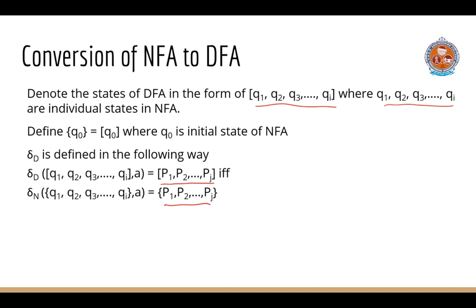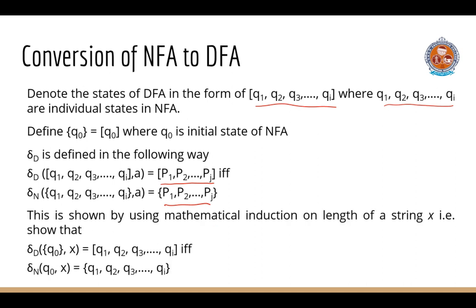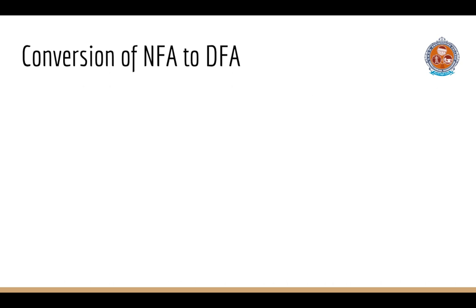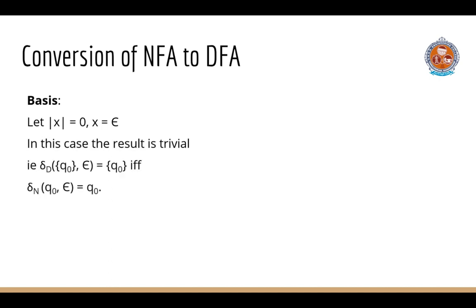So this is shown by using mathematical induction on the length of the string x. That is, show that delta D of Q0 comma x is equal to [Q1, Q2, Q3, so on, Qi] if and only if delta N of Q0 comma x is equal to {Q1, Q2, Q3, so on, Qi}. So basis. Let mod x is equal to 0, that is x is epsilon, meaning the empty string. In this case, the result is trivial. So delta D of Q0 comma epsilon is equal to [Q0] if and only if delta N of Q0 comma epsilon is equal to {Q0}.